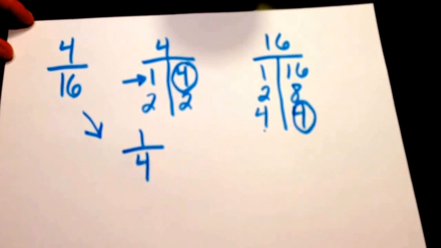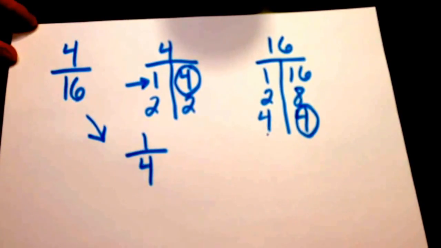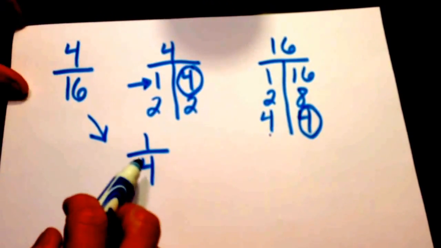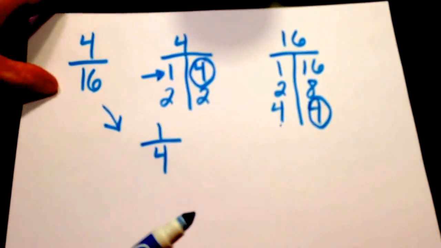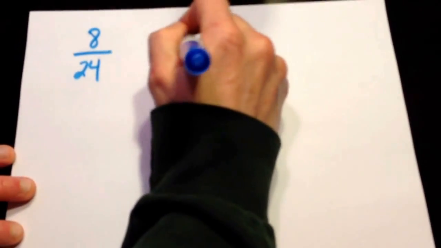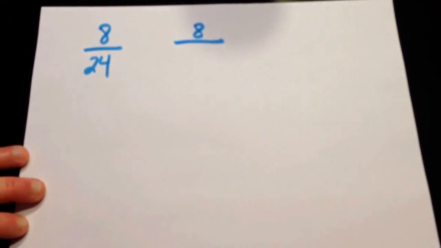4/16 in simplest form is 1/4. They are equivalent, but they are also now in simplest form. Let's look at the fraction 8/24. Start with your numerator. Let's find the factors of 8.